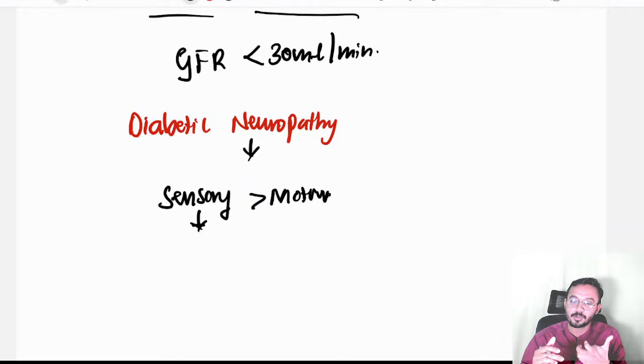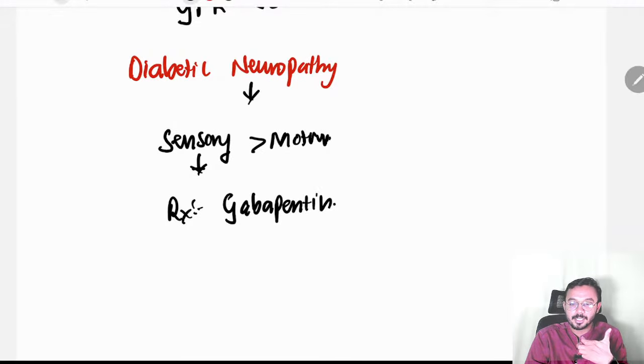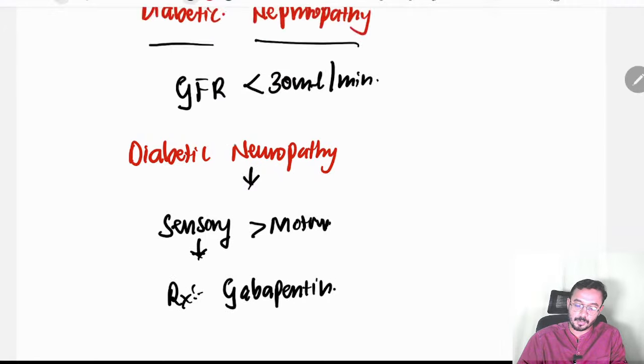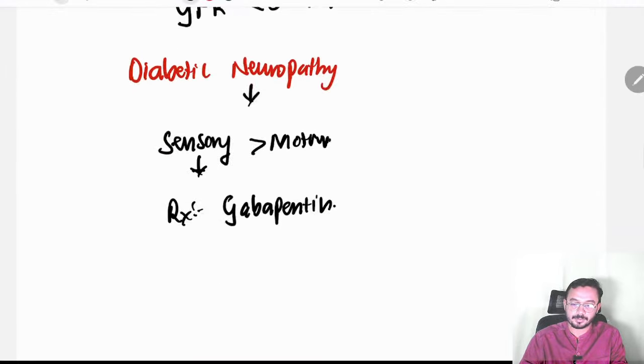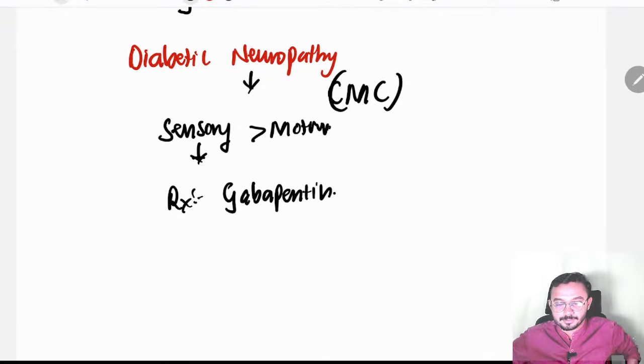What you are going to give or treat here is gabapentin. For any nerve pain we will be giving gabapentin. Okay, and this is about diabetic complications: neuropathy, nephropathy and retinopathy. Overall, which is the most common? Neuropathy is the most common.